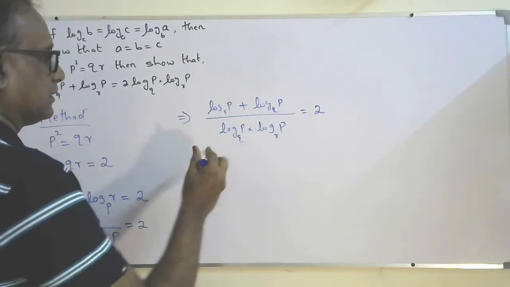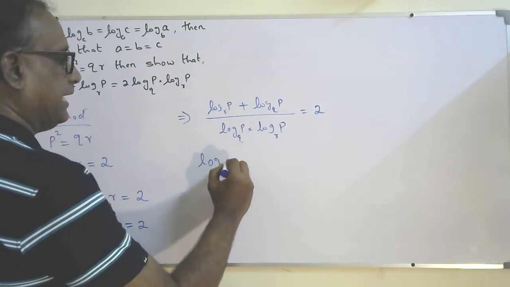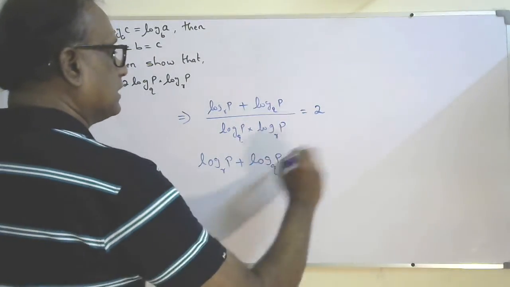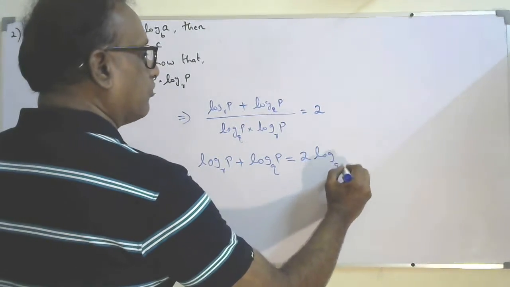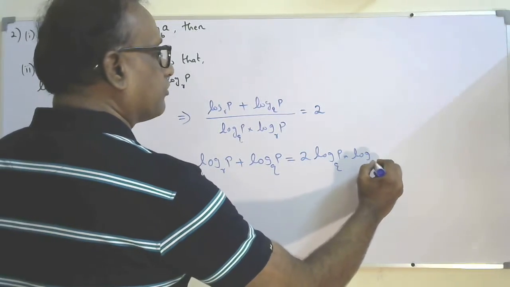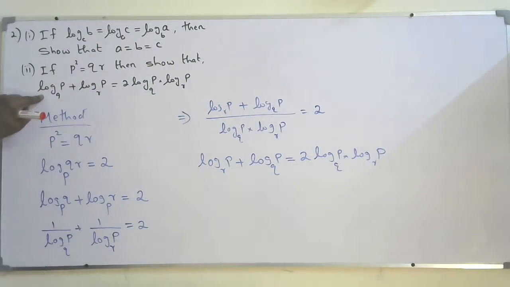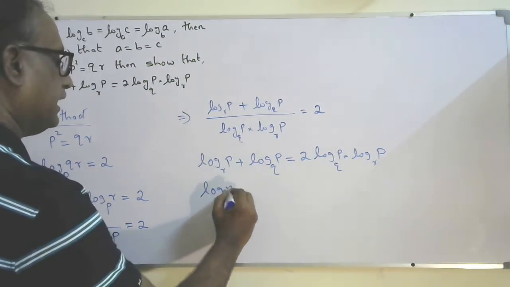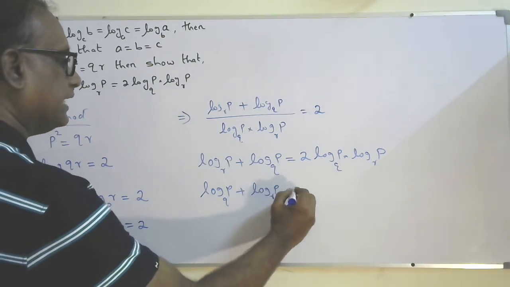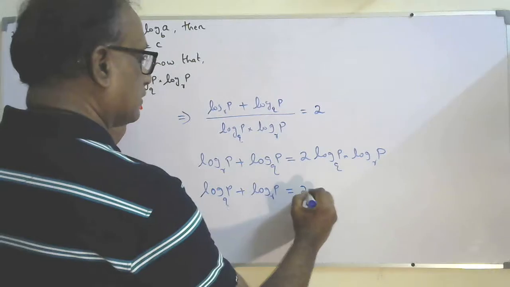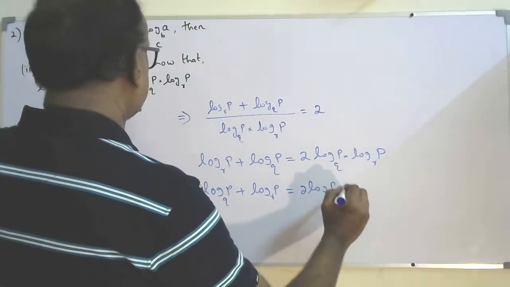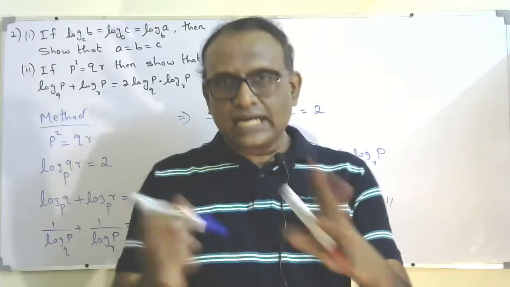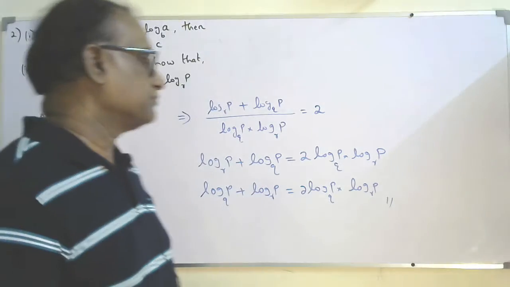Now cross multiply: log R of P plus log Q of P equal 2 times log Q of P times log R of P. See, that's the derivation. Log Q of P, that's given here. If you want, I can write it the other way: log Q of P plus log R of P equal, on the right side, 2 log Q of P times log R of P. So nothing to worry about in derivations.